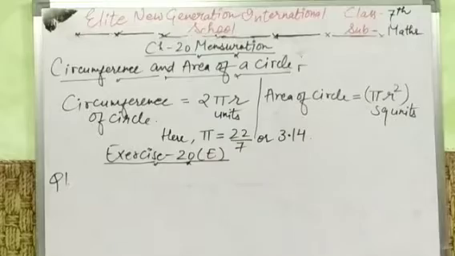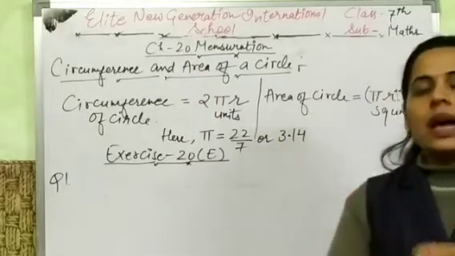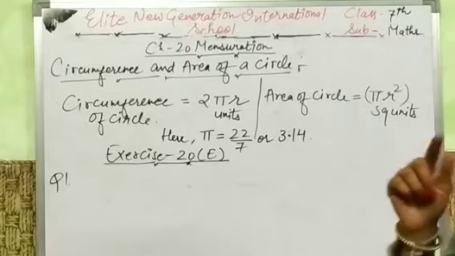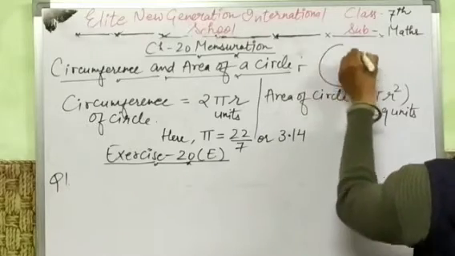Good morning everyone. Today let's continue chapter 20 mensuration, and in this chapter we will learn about the circumference and the area of a circle. You know very well a circular figure which is round in shape.